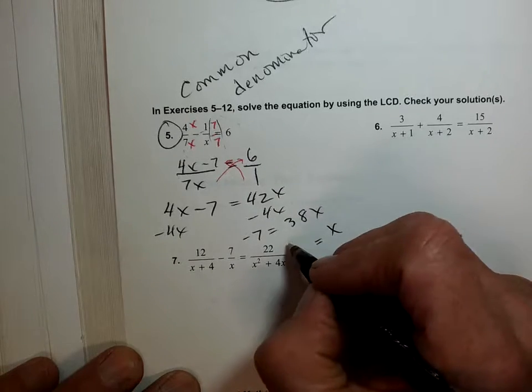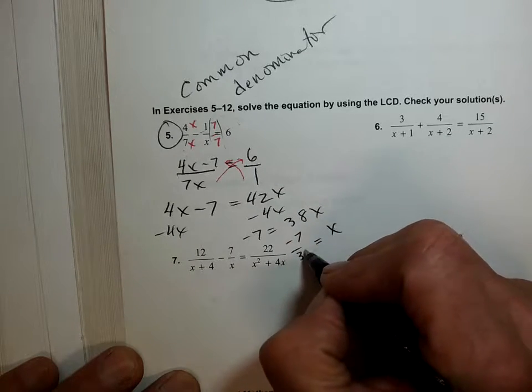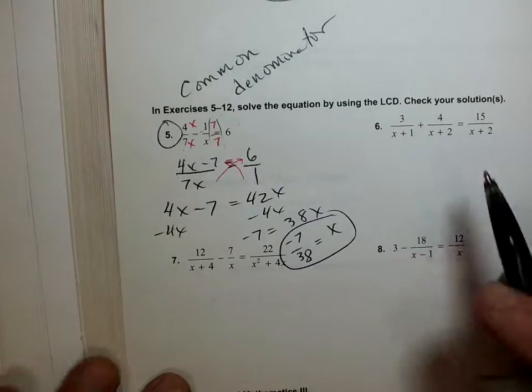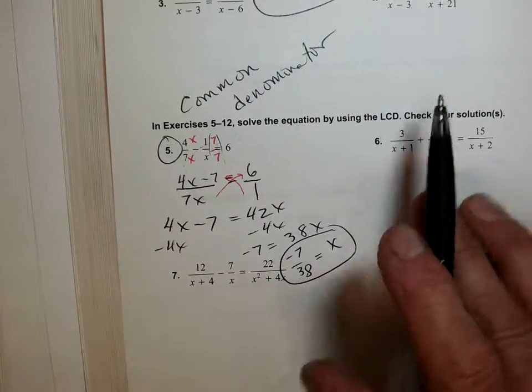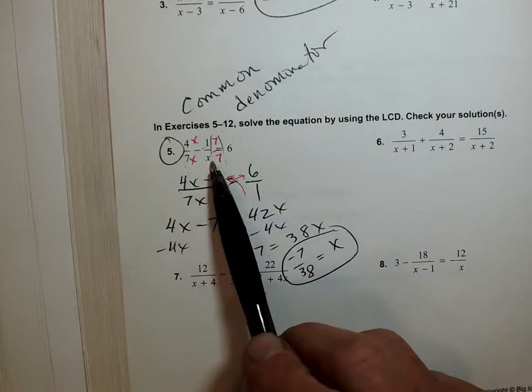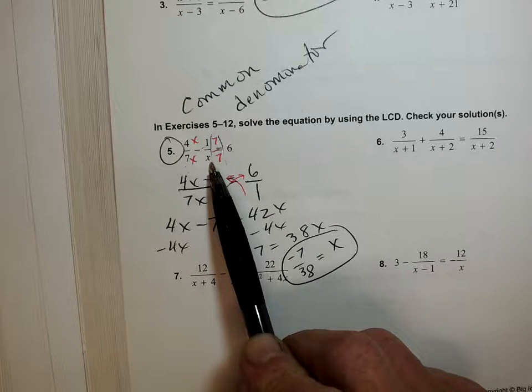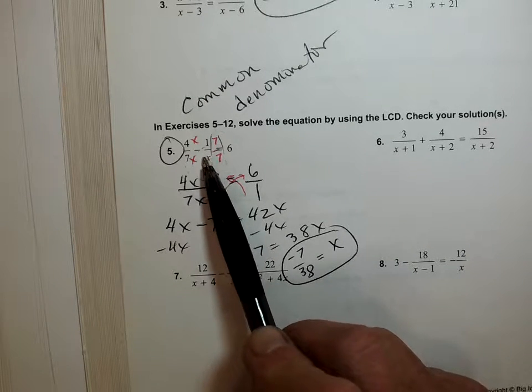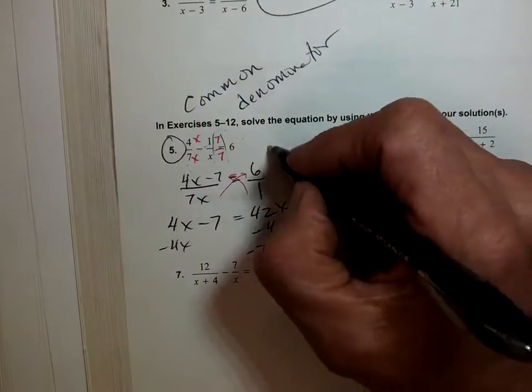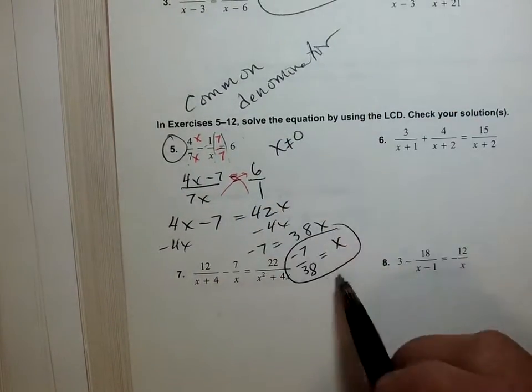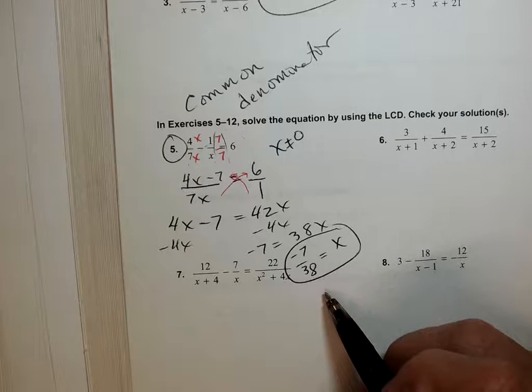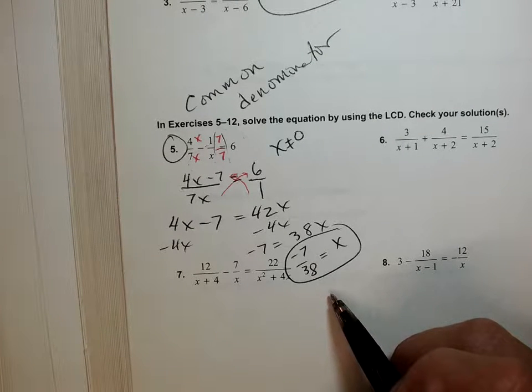X equals negative 7/38. Okay, now, is that an okay answer? Well, let me go back to the original. What is one thing x shouldn't be? Right here. What if x were 0 here? We'd be in trouble. So x cannot equal 0. It's not, right? So this answer is okay.